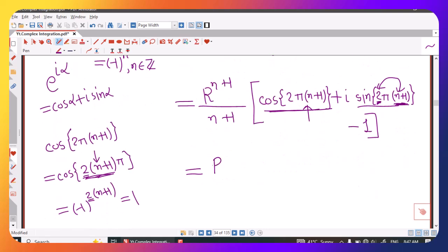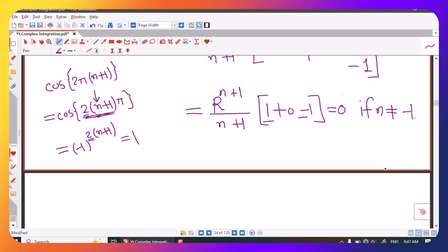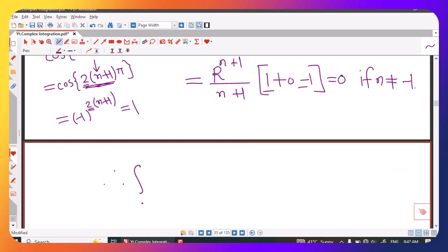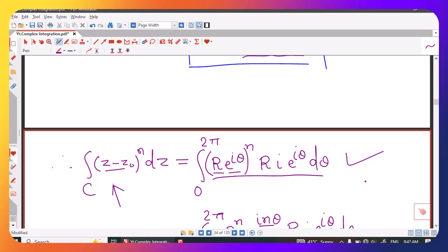So let me write this r raised to n plus 1 divided by n plus 1, and I will have 1 plus 0, and this is -1, so this will get cancelled and we obtain 0, but this is valid for n which are different from -1. So what we have obtained is that the integral of (z minus z0) to the power n with respect to z is 0 if n is not equal to -1, and for n equal to -1 we can start from this.